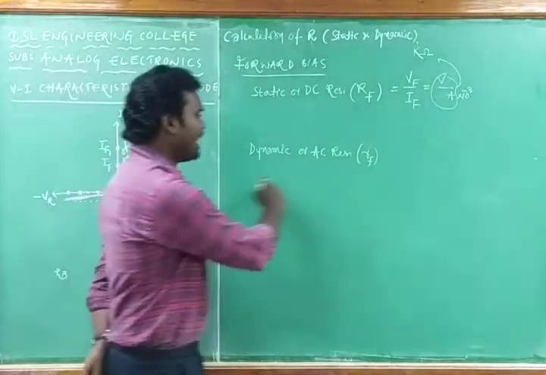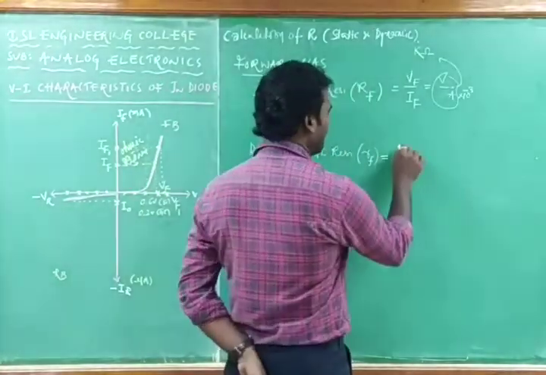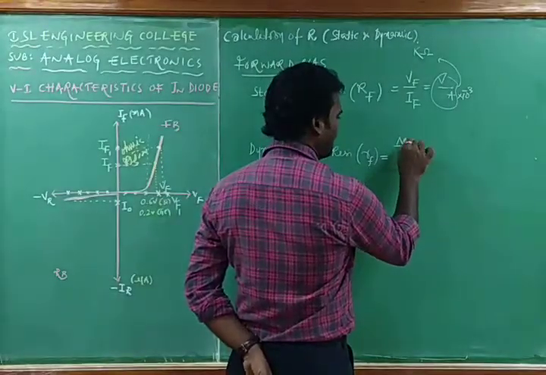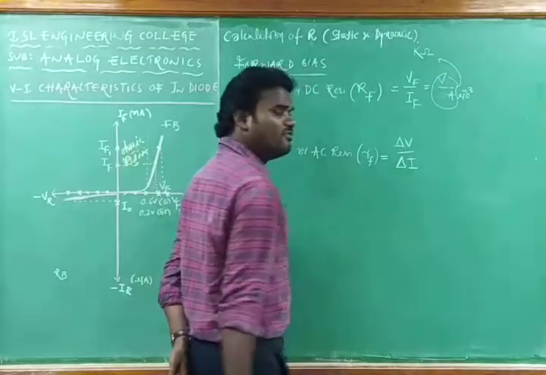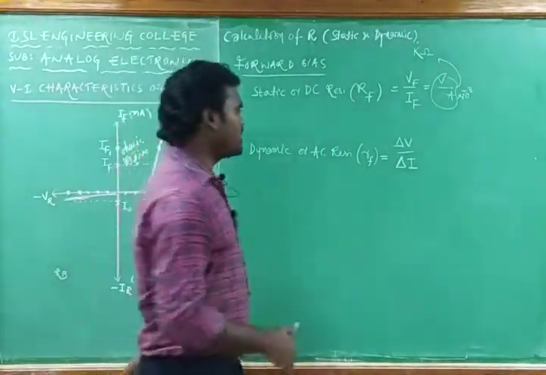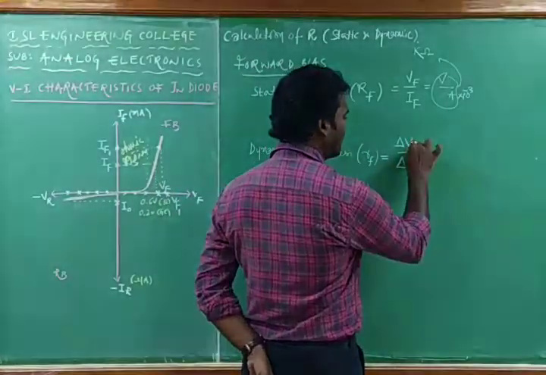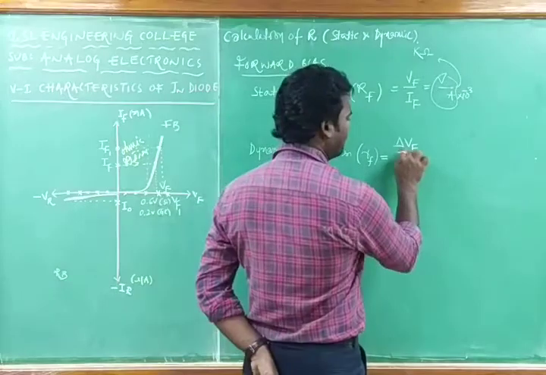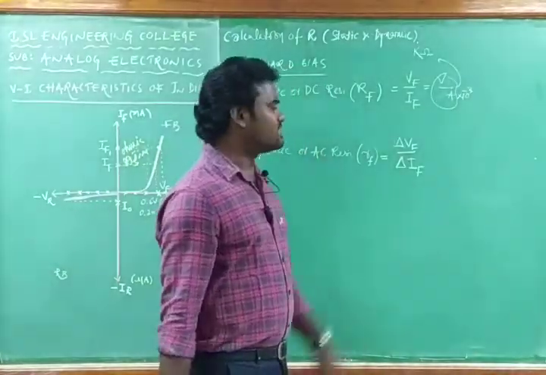So that dynamic resistance is nothing but change in voltage by change in current, del V by del I. Change in voltage by change in current. Which voltage are we taking? Forward bias voltage. And which current have we been taking? Forward bias current. Change in voltage by change in current.